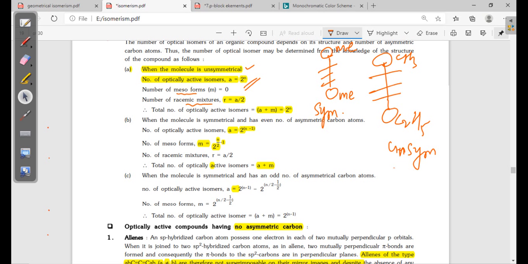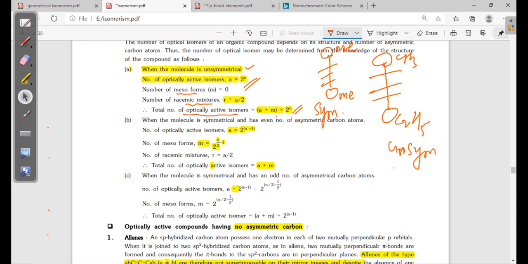Then the total number of optically active isomers: A plus M equals 2 to the power of n. Here A is optically active isomers, and there are no mesomers in this case. So A plus M, the total, equals 2 to the power of n.